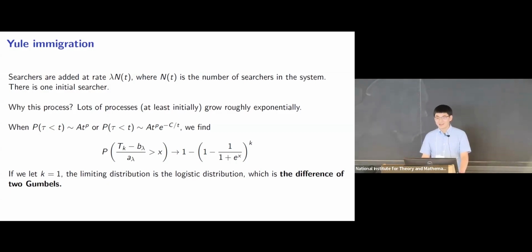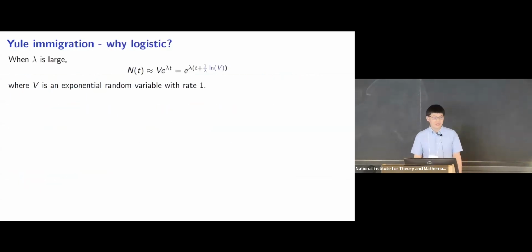And so the natural question now is, why on earth is it the difference between 2 Gumbel distributions? And here's a sort of heuristic sketch for why. If you have a very large lambda, well, the number of searchers at a given time grows exponentially, e to the lambda t, but there's also some amount of stochasticity in the beginning, right? Like you can get very unlucky and the process takes a really long time to take off, or you might get really lucky, a big burst at the beginning, and your process goes up very quickly. And yeah, you can show rigorously that you can put a random variable here, v, which is just an exponential random variable with rate 1. And what I'm going to do is take this v and drag it up there.